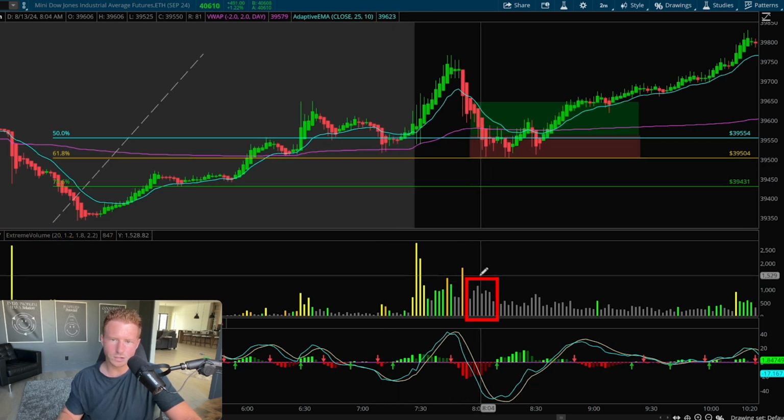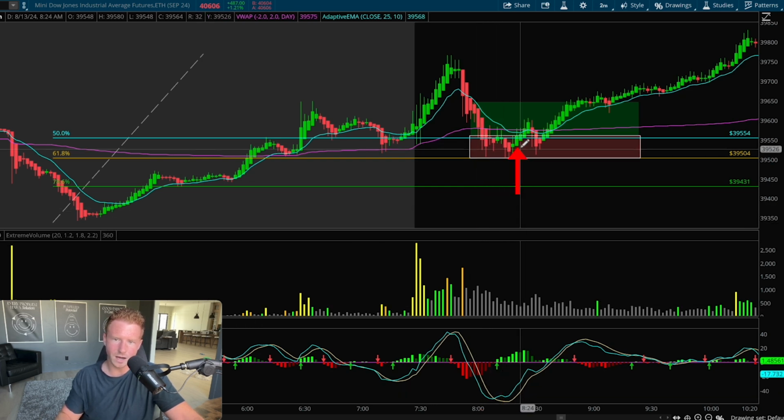Big volume started jumping in right here when we got these lows. And I simply waited for my confirmations, the MACD to cross, and a green Heikin-Ashi candle that we got right here. And I basically rode this thing up to my target at the 650 area.